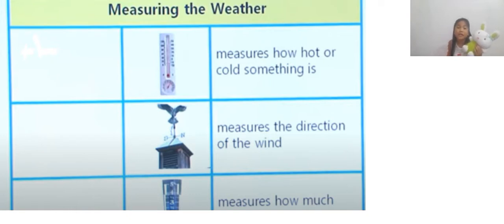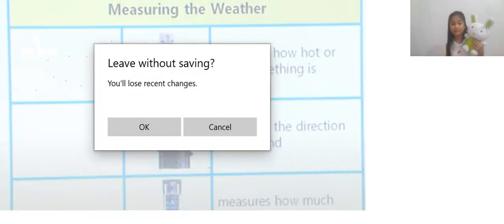The last one is the thing that measures how much rain has fallen from the sky. So what is it? A rain gauge. It's mixed from the word rain, like rain is falling, and the word gauge, a little bit like a thing that keeps things inside, like a container.